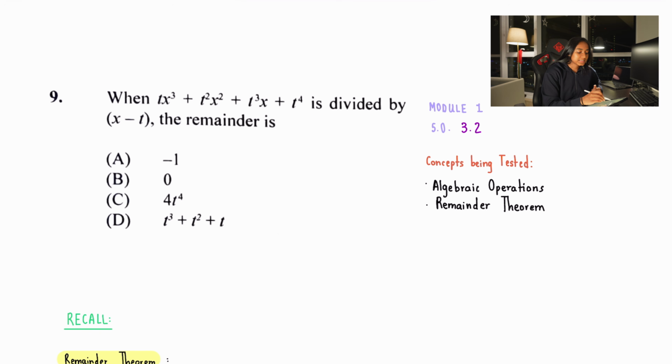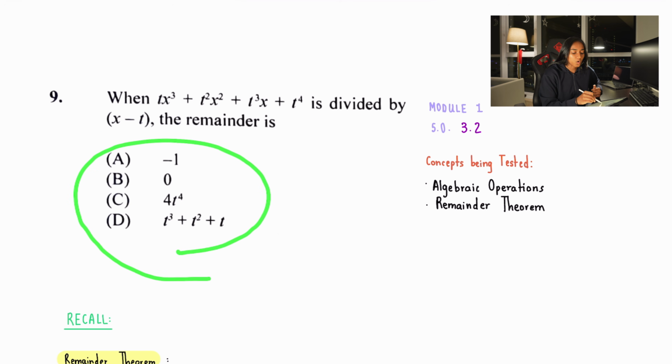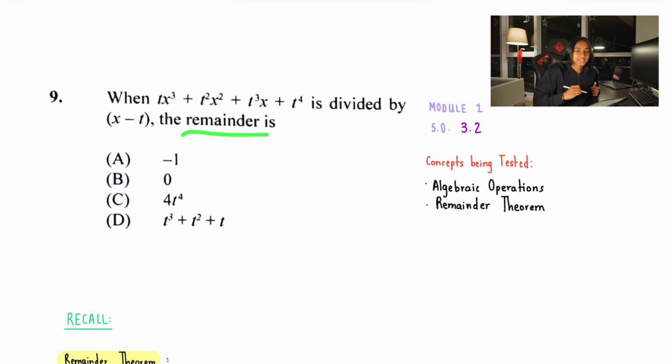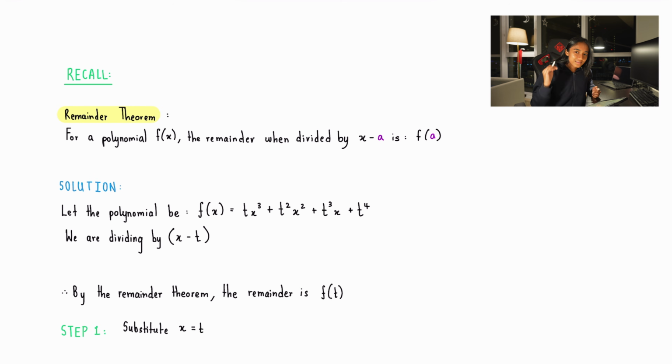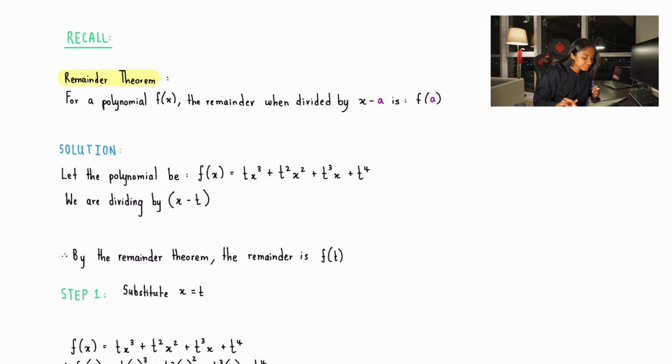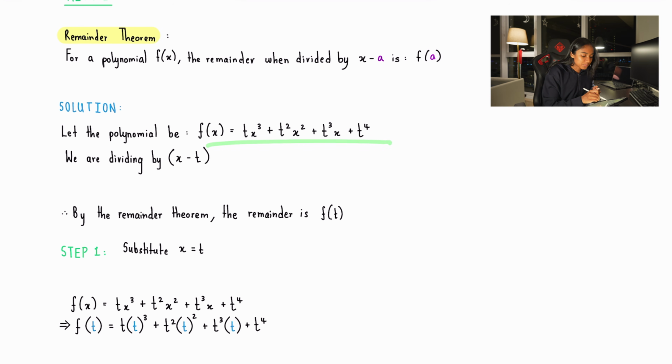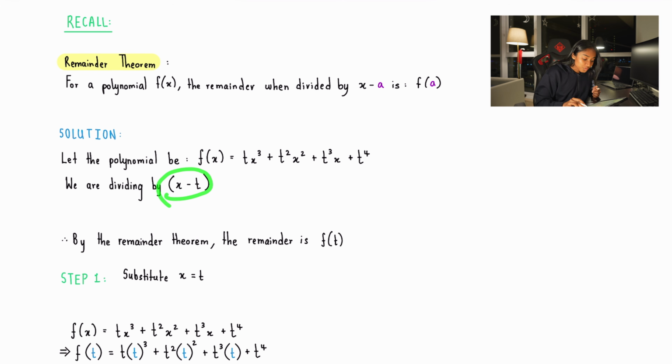Question 9. When tx cubed plus t squared x squared plus t cubed x plus t to the power 4 is divided by x minus t, the remainder is what? First of all, the remainder theorem, which all of you are familiar with because we definitely did this before, even if it was before CAPE. We know by the remainder theorem, for a polynomial f of x, the remainder when divided by x minus a is f of a. So we have the polynomial and we are dividing by x minus t, so the remainder is f of t.